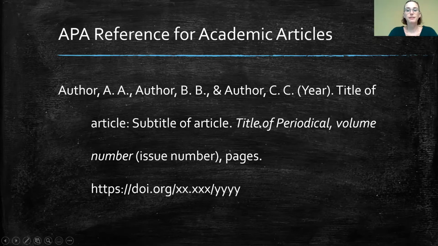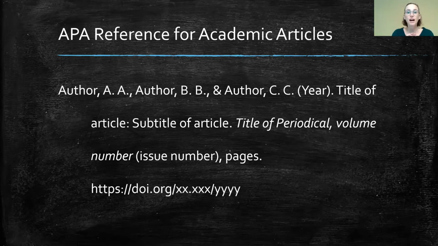Next, we have a period and then the title of the periodical. The title of the periodical should be written in title case and in italics. So we have the major words capitalized as if it were a title of a book, the way that we would normally write it. For an academic article, since we have our volume number and issue number, we're going to have the volume number next, also in italics, with the issue number in parentheses, not in italics, then comma, just the page numbers. And then the DOI should follow. It's fine to put that on the same line, it just did not fit here.